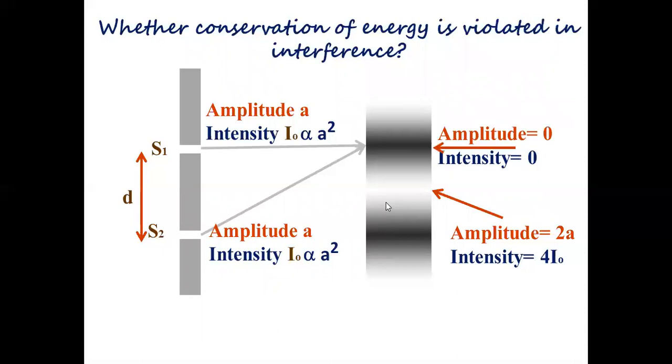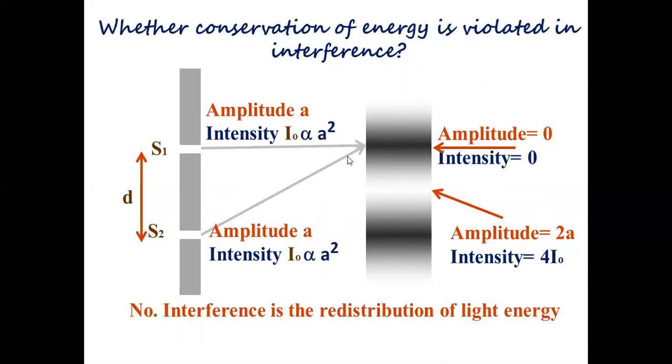Sir, the first wave had intensity I0. The second wave had intensity I0. When they came on the screen, you got 4I0 at the brightest place. Has conservation of energy been violated here, because you got more energy, 4I0? But sir, there are other places where there is no intensity at all. That is why interference is the redistribution of light energy. We didn't get extra light here. We made these two lights superpose here and got the brightest light. We made the same light come here and superpose, and we lost all the light here.